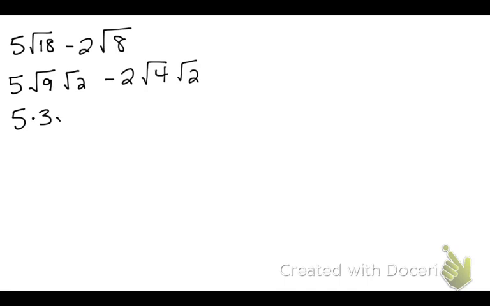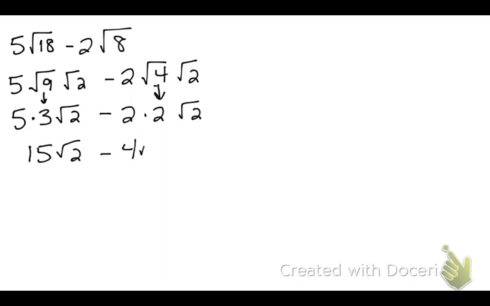This is 5 times 3 times root 2 minus 2 times 2 times root 2. Remember, because the square root of 9 is 3 and the square root of 4 is 2. When we multiply things out, we have 15 root 2 minus 4 root 2, which altogether is 11 root 2. And that doesn't simplify any further. Why don't you try one more?